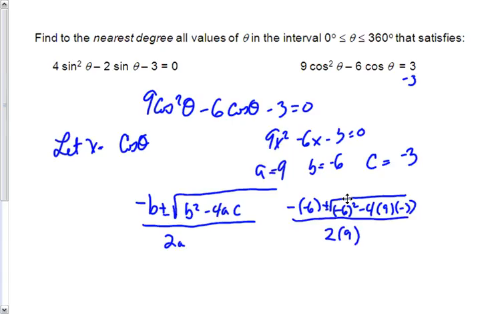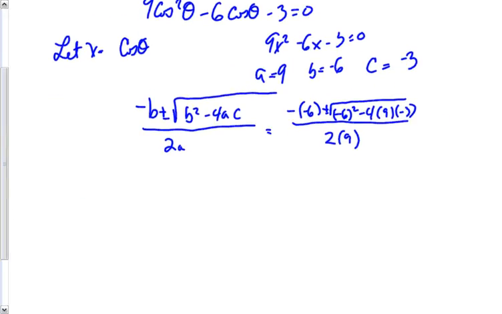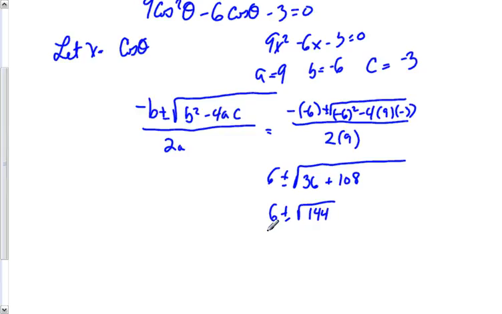Crunching the numbers, which again we should always be extremely careful with. And we get negative negative 6, which is just 6, plus or minus the square root. 6 squared is 36, plus, because 2 negatives make a positive, 12 times 9. Oh, no, wait, I'm cheating. I did the computation earlier. And you get 6 plus or minus the square root of 144 all over 18.